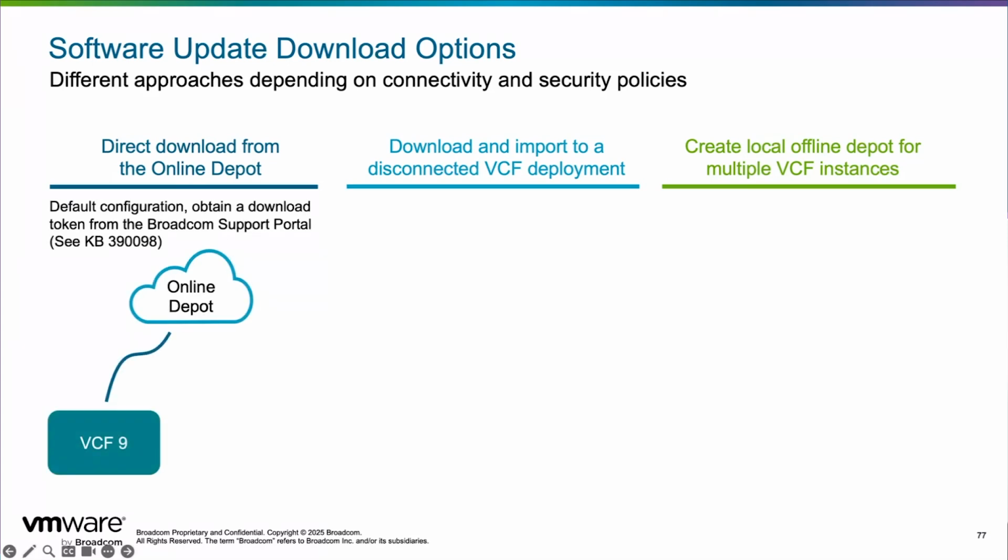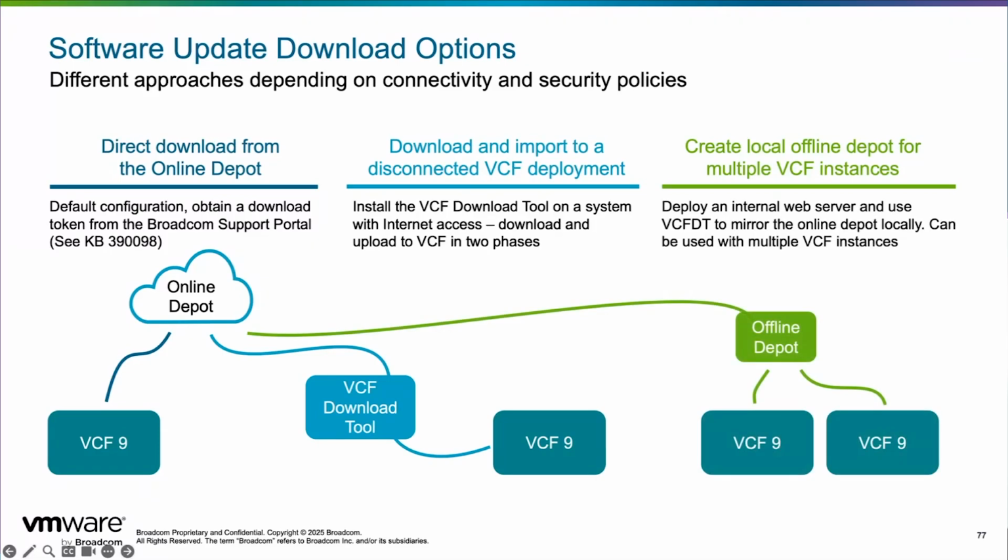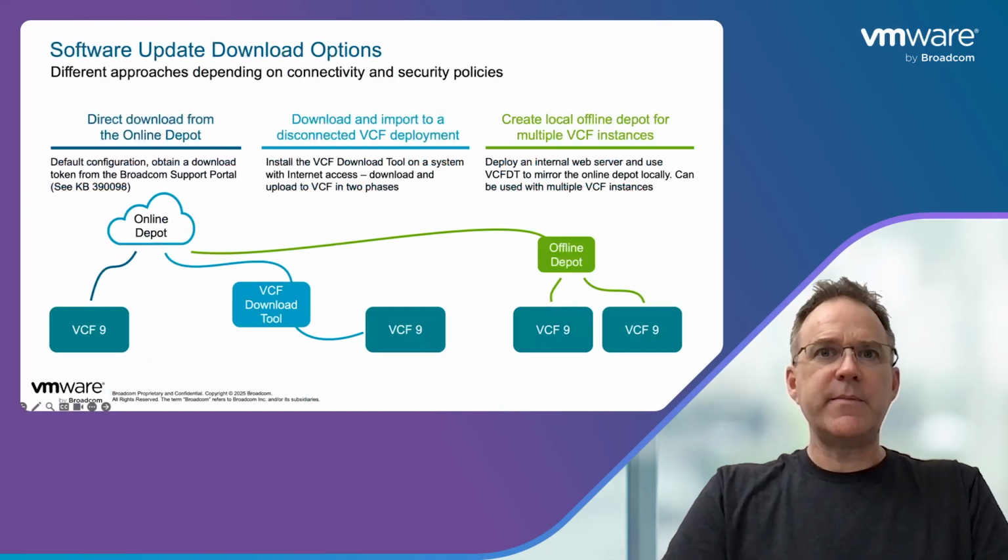To use the online depot, admins simply enter their Broadcom support portal download token in SDDC Manager and click to download the desired binaries. The VCF download tool CLI requires a server or portable system that can download the bundles and then connect to the internal network. From there, they can be synced to SDDC Manager and imported. And then the offline depot combines those two approaches and creates a local mirror of the online depot that SDDC Managers can access on the internal network.